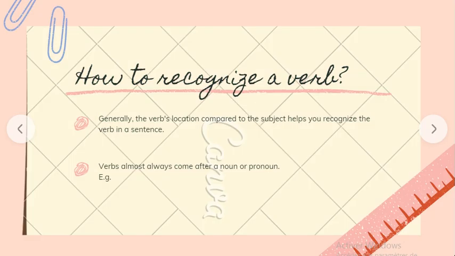Next, how do we recognize verbs? Generally, the verb's location compared to the subject of the sentence helps us to recognize the verb. Almost always, verbs come after the noun or the pronoun in a sentence. I mean the subject of the sentence. Like in the previous example, the mother prepares the dinner. Prepares is the verb. It comes just after the subject, the mother.